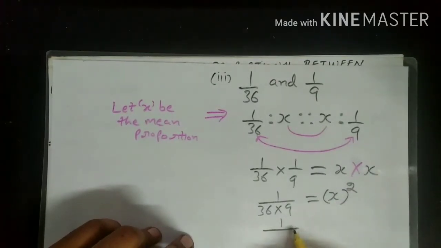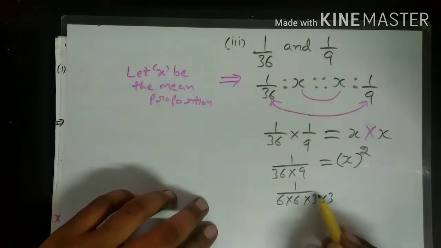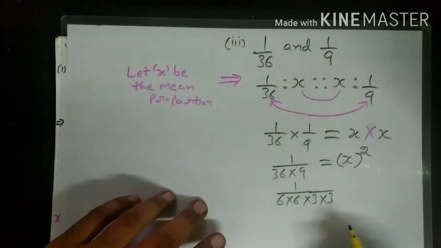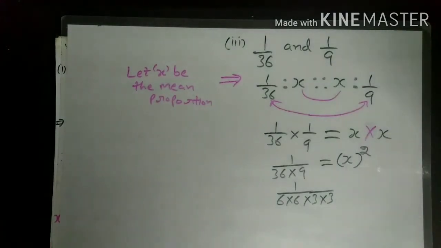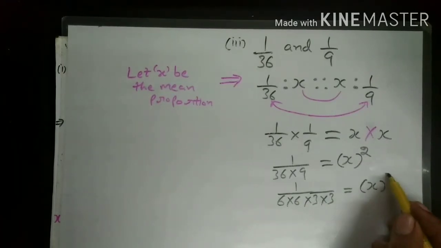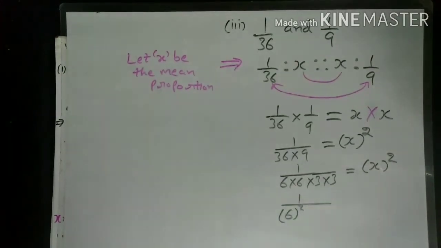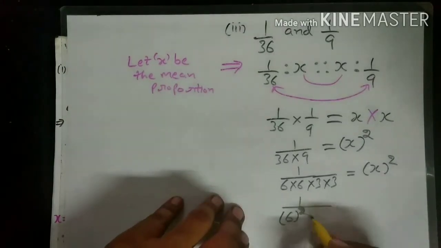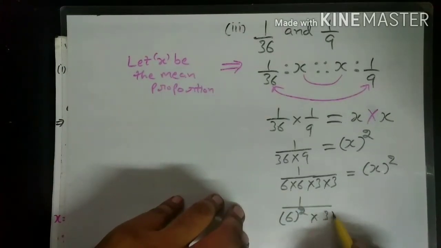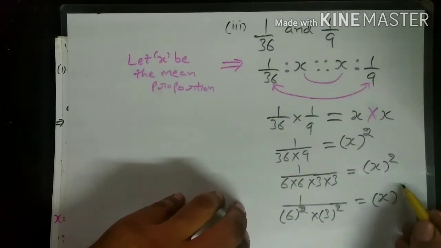Now 36 can be written as 6 multiply 6 and 9 can be written as 3 multiply 3, and this is equal to x square. Now 1 over 6 square, this is 1 over 6 square and this is 3 square and this is x square.